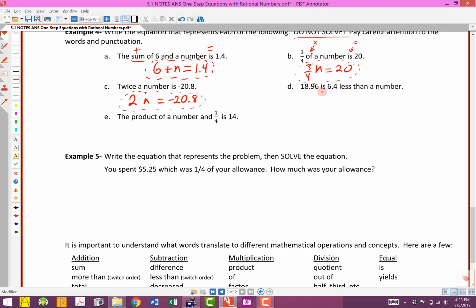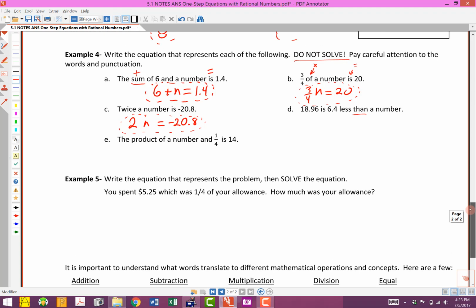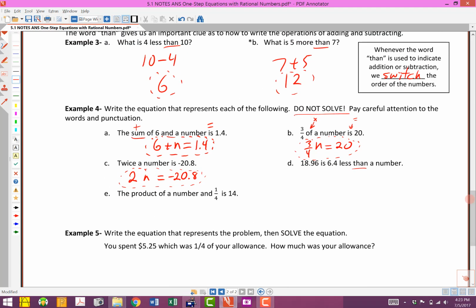Let's take a look at this one. 18.96 is, so there's an equals, 6.4 less than a number. There's our word "than". Now if we have the word "than", just like we did up above when we were doing those problems earlier, we're going to switch the order that we put these in. So we're going to have 18.96 is means equals, 6.4 less than a number. So we're going to take the number, we're going to use n for the number, and then we're going to subtract 6.4. Again, we're done with this. We don't need to solve it because the instructions said we didn't need to.